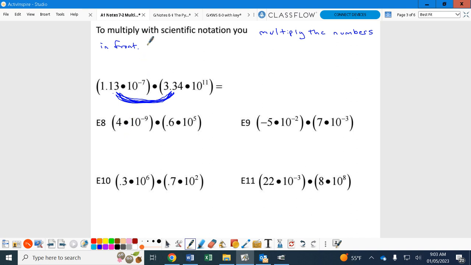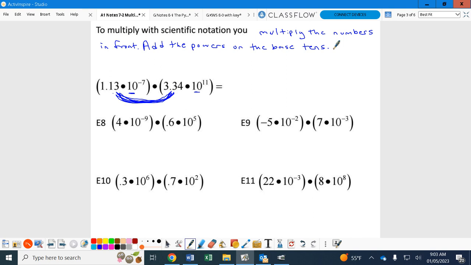And then you see the base 10s are the same. So you're going to take their powers and add them because you're multiplying like bases. So the next thing is going to be to add the powers on the base 10s.